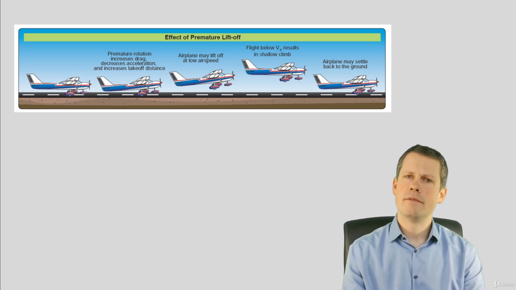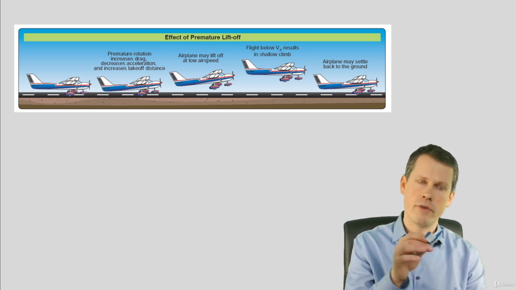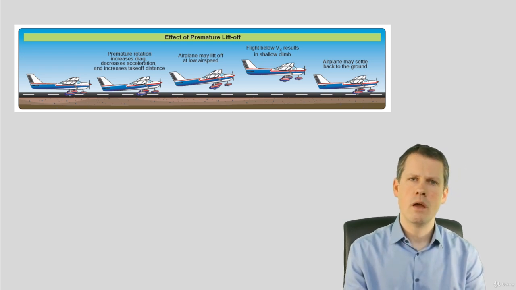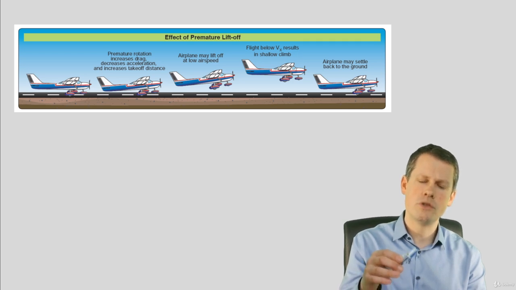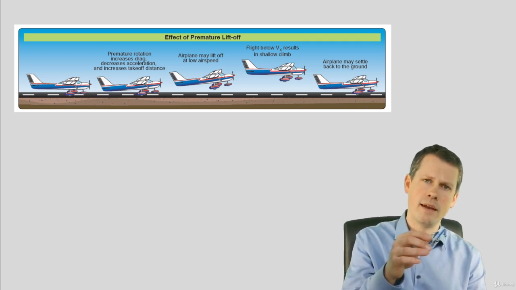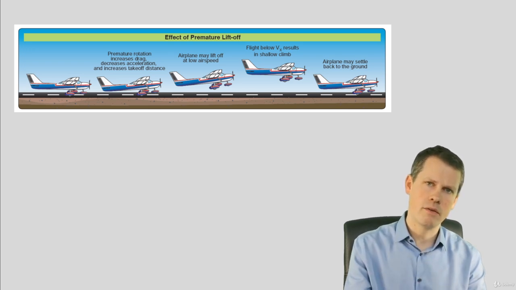First of all, the first error is the one you see just in that image: trying to pull the airplane out of ground effect too early. Also trying to let it rotate too early, so to have the nose too high, so that the airplane will then lift off way too early and probably settle back onto the runway.